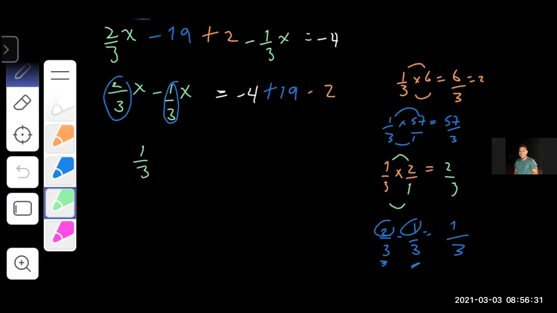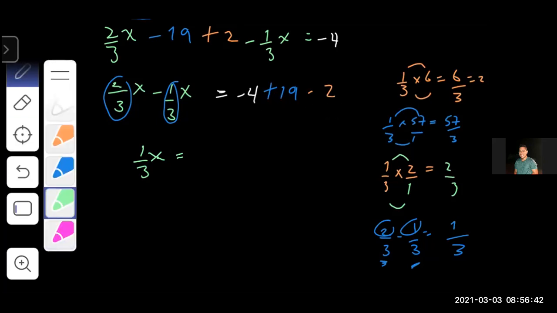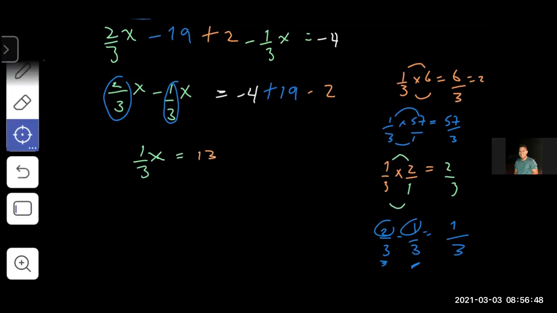of x. Okay, equals, let's go to the other side. -4 plus 19, that is 15. 15 minus 2, 13. Okay, that is 13. Take a look, guys. Simpler. But x is still not alone.